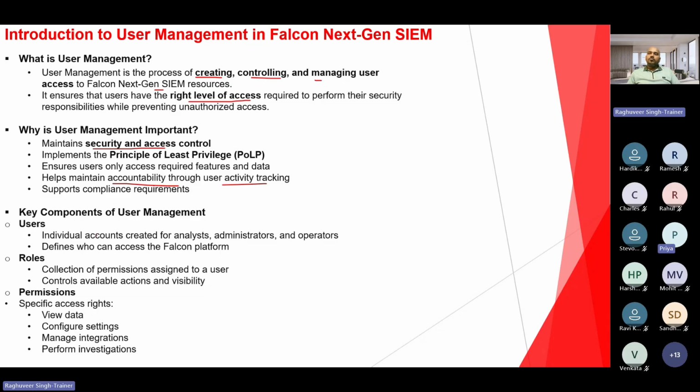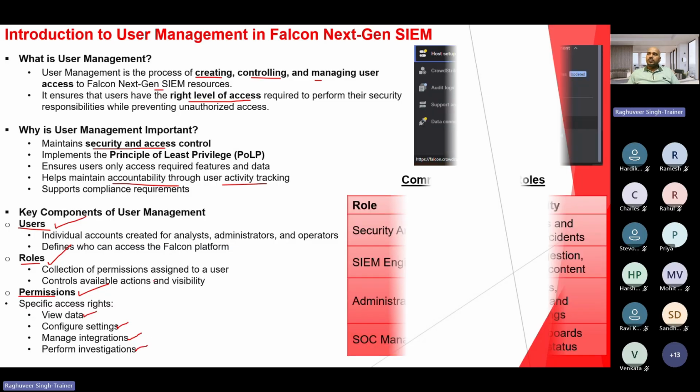What are the key components? So you have users, you have roles, and you have permissions. Users are all of you. Roles, I was just showing you those 55 roles which are there in Falcon, and permissions are part of the roles that basically define whether you can view data, whether you can configure settings, whether you can manage those settings, whether you can perform investigations.